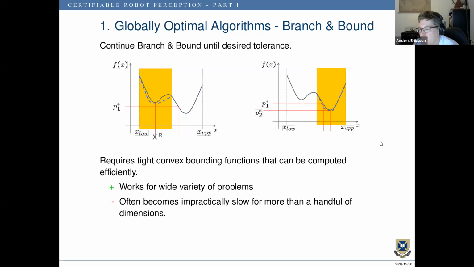And the good side with this is that it works for a very, very wide variety of problems. The downside of it is that it can be quite slow and often becomes impractically slow for more than a handful of dimensions. But it's worth mentioning, it's one of the more famous methods for doing global optimization.